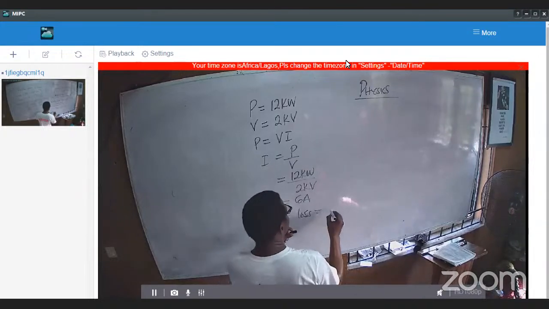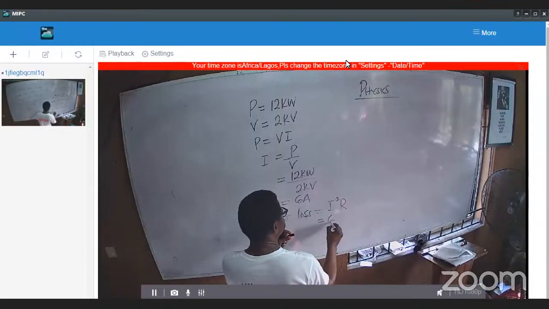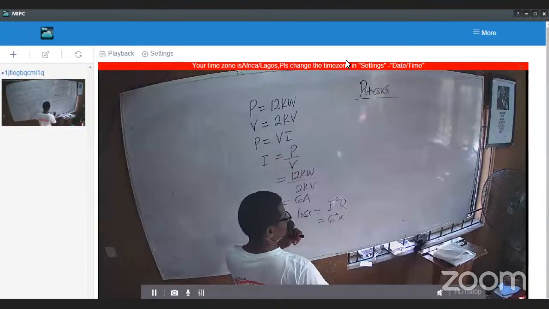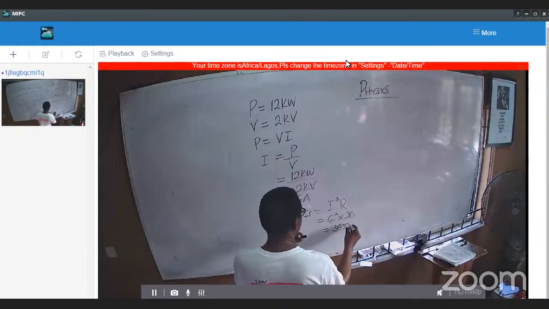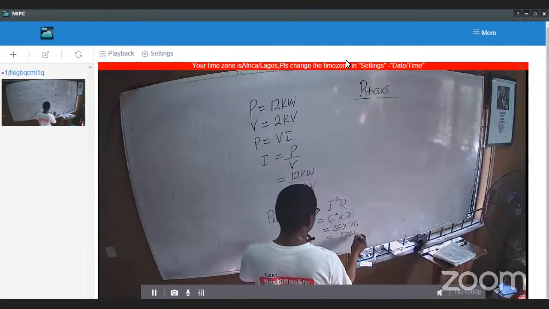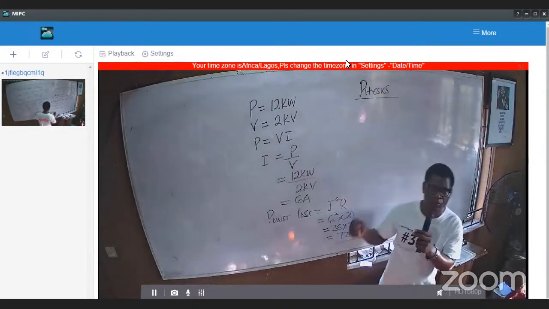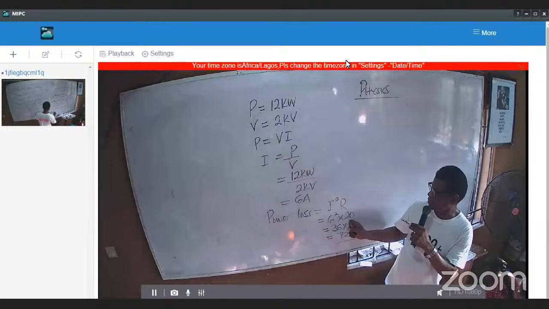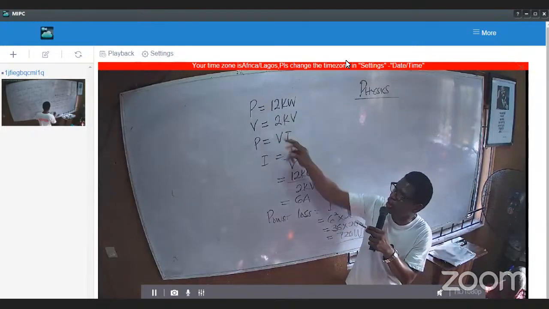Now the power lost. The formula for power loss is I squared R. What's your I? 6 squared. What's resistance? 20. So that's 36 times 20, which is 720 watts power loss. That's why, to minimize power loss, you have to use a cable of low resistance and transmit at high voltage, low current.